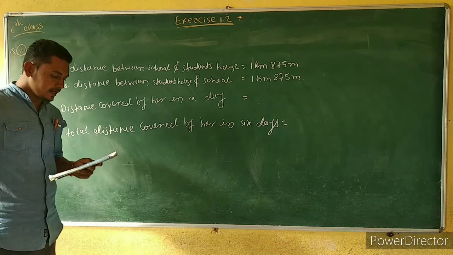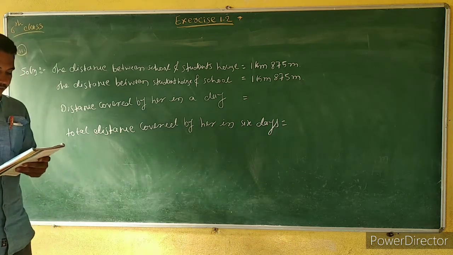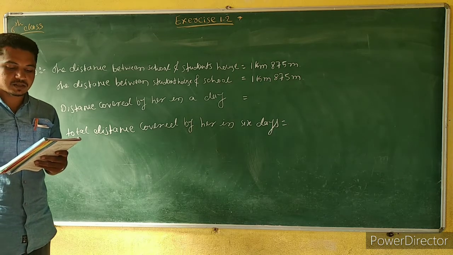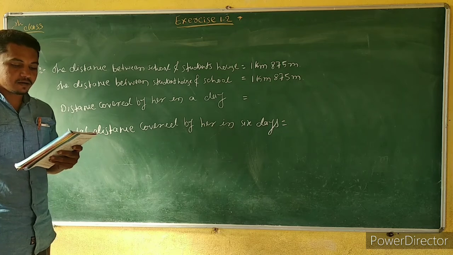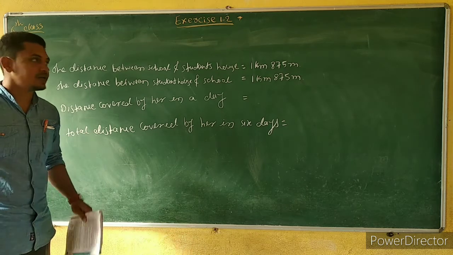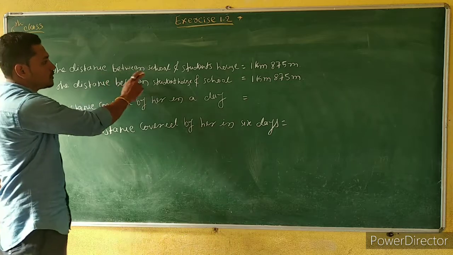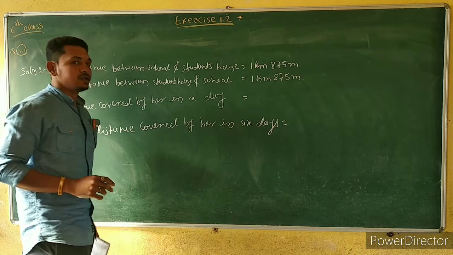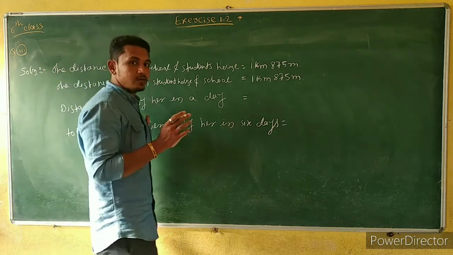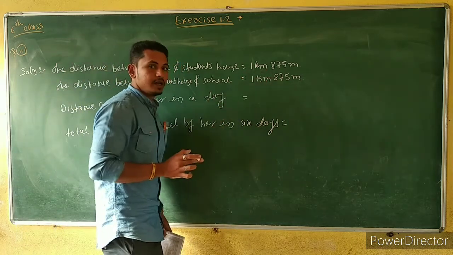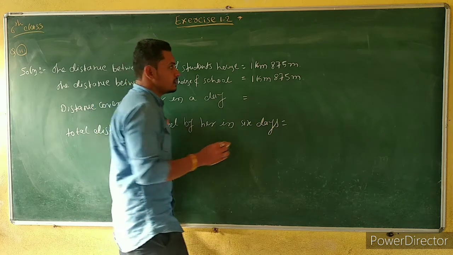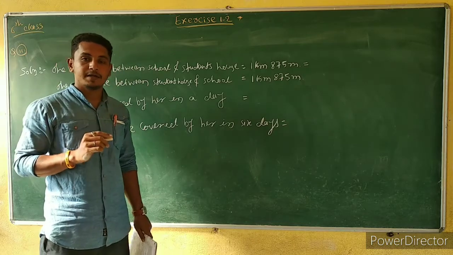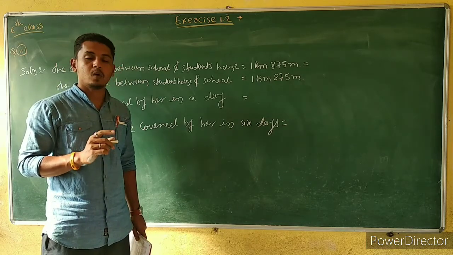See question number 11. So read in your book. The distance between the school and a student's house is 1 kilometer and 875 meters. Is it right? First we have to convert these kilometers into meters. So how many meters make 1 kilometer?